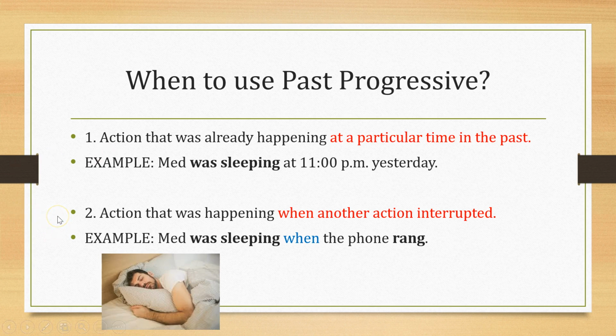Number 2, action that was happening when another action interrupted. So if you have an action such as Med was sleeping, when the phone rang, you have another action interrupting. Med was sleeping, this action happened in the past before this other action interrupted.